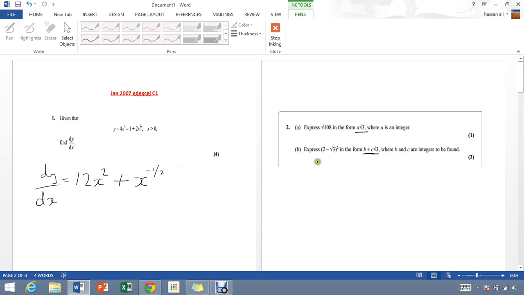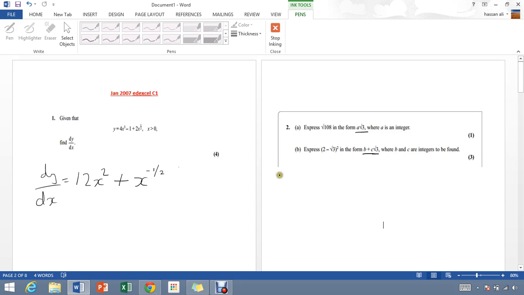Now number 2 is asking you to express root 108 in the form a root 3. Now this root 3 is a clue as to how you will go about solving this root 108. So what you have to do is, if you look into surds, find 2 numbers that multiply to give you root 108, bearing in mind that you'll have to eventually simplify it so you get a root 3.